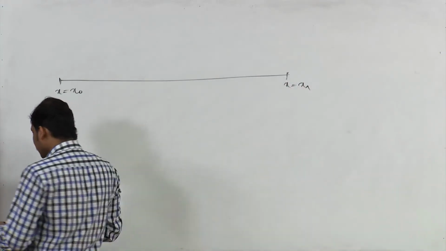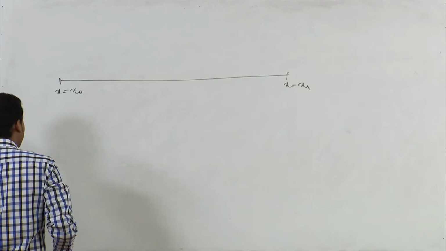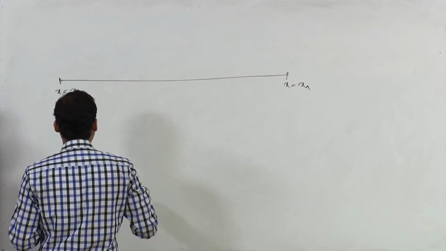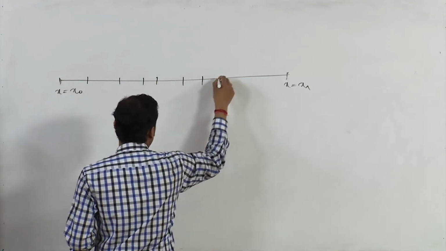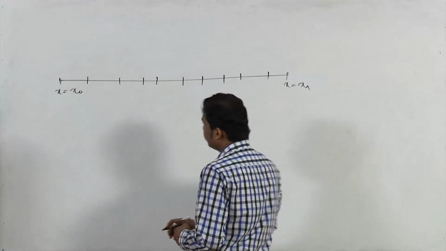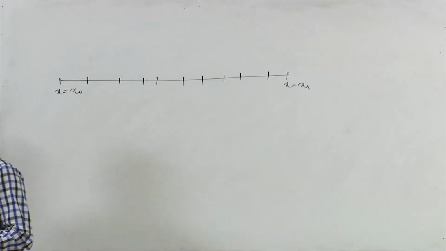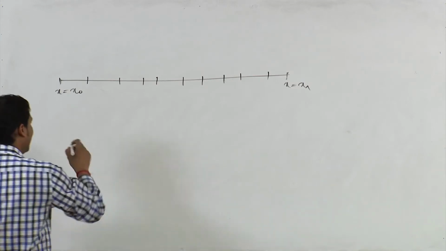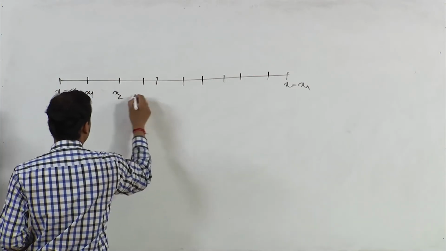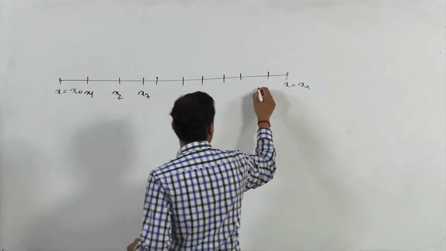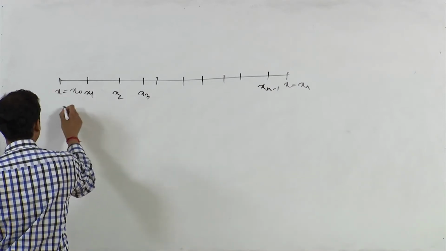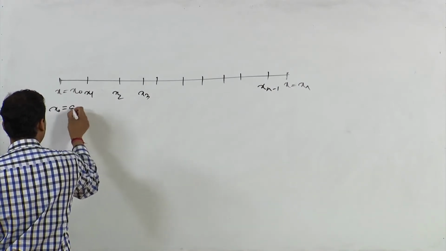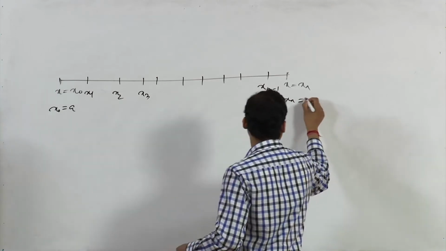Then we can divide this range, x equals x0 to x equals xn, into n sub intervals. So we will have these n minus 1 internal points, x1, x2, x3 up to xn minus 1. Sometimes for convenience we express x0 equals a and xn equals b.